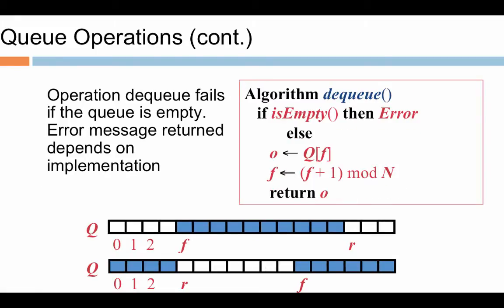The dequeue algorithm is to update the value of f. When you remove an element from the queue, you return the value q of f, that is whatever is at the front location, and you increment f to f plus 1 modulo n. Again, modulo means remainder after dividing by n.